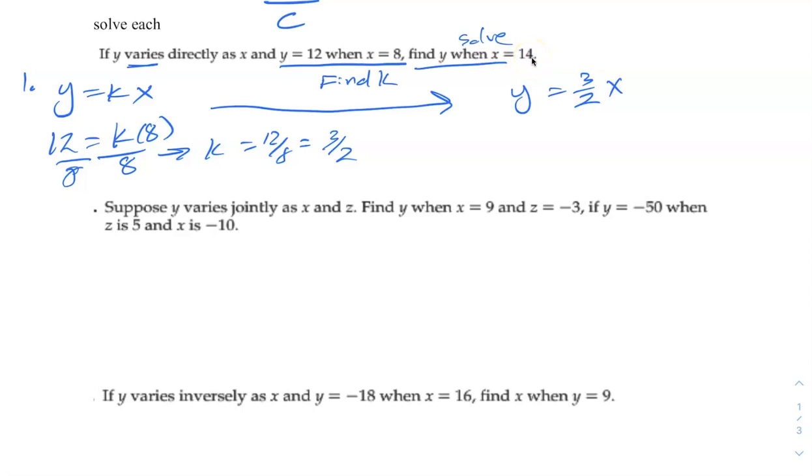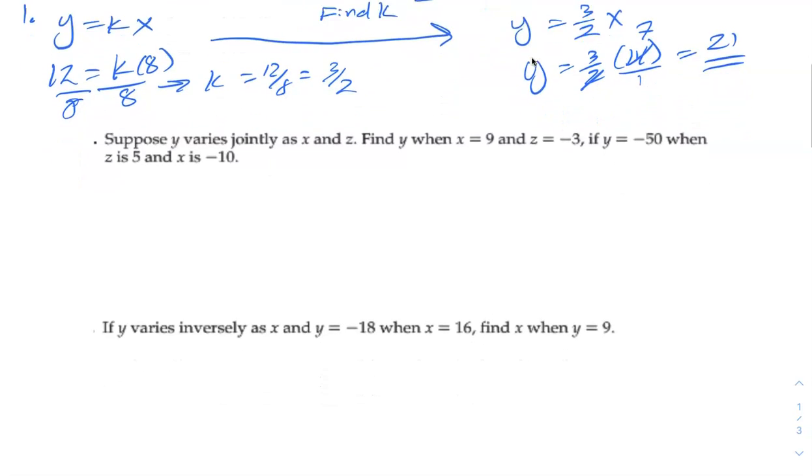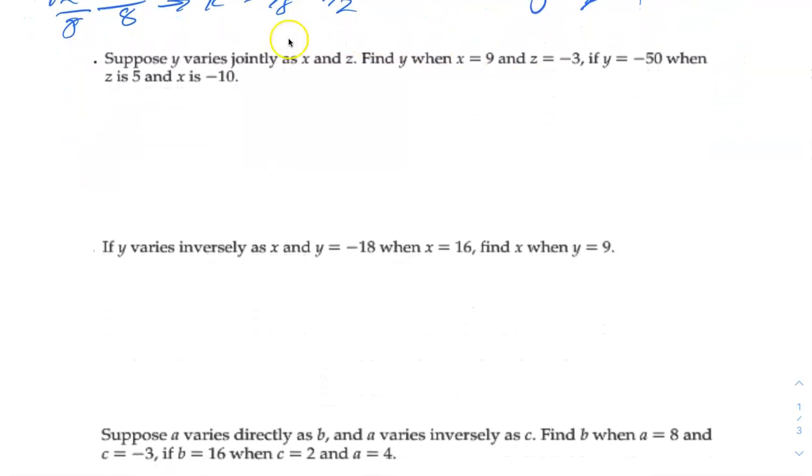Find y when x equals 14. So now I just have to plug in 14. Y equals 3 halves times 14, or 14 over 1 if it helps. These reduce, and you get 21. So there's our answer: y equals 21 when x is 14. Next one. Suppose y varies jointly as x and z. Jointly means they're both on top.